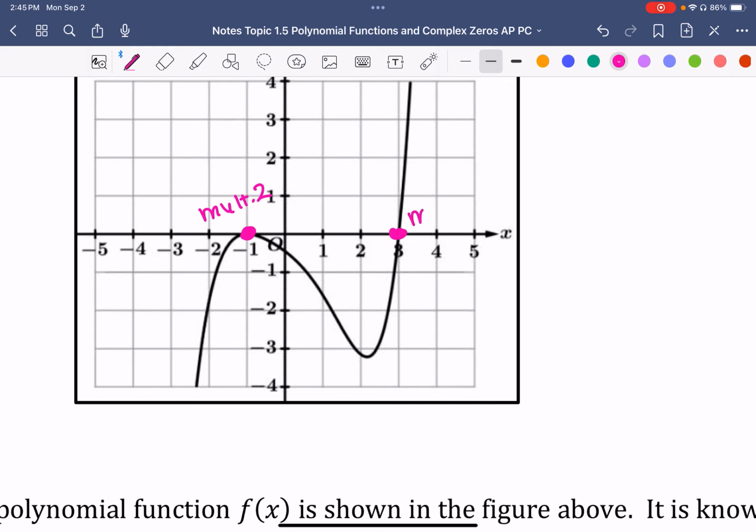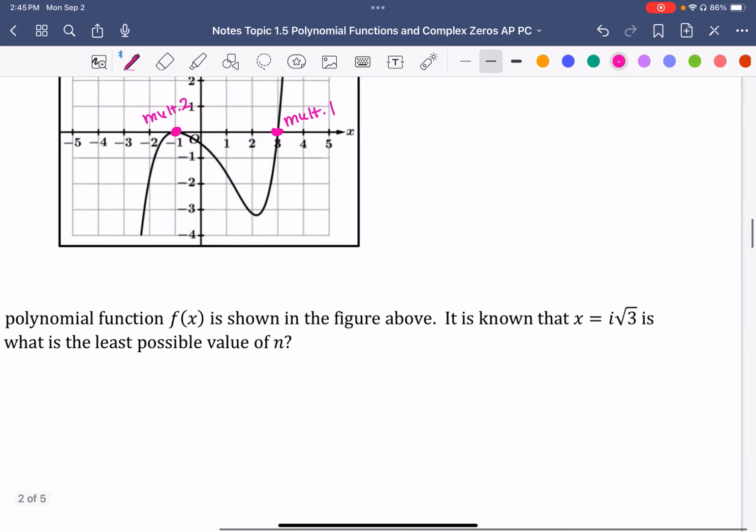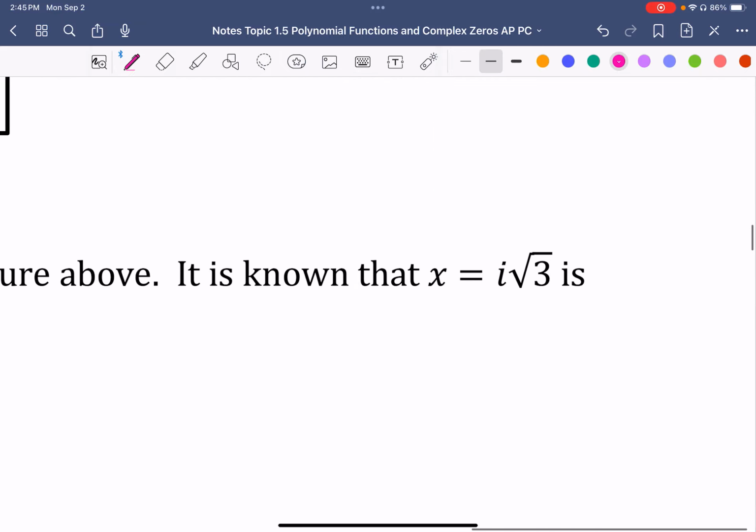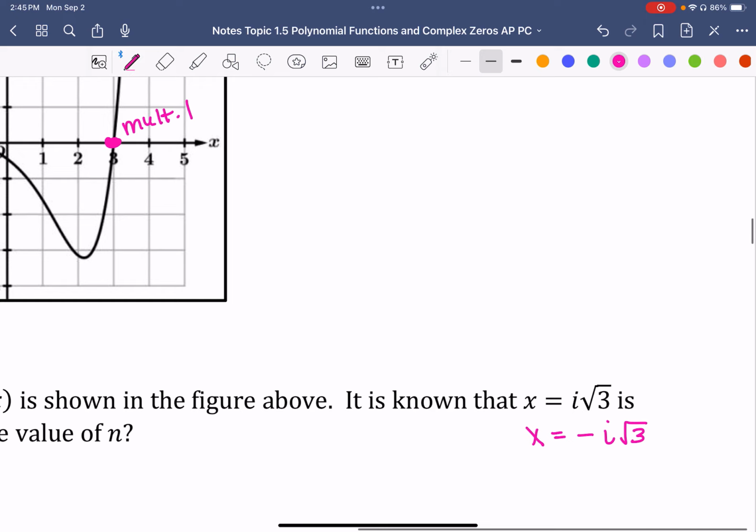For x equals 3, it goes straight through and it doesn't do anything else, so I know it has to have multiplicity of 1. Okay? Over here, I know that this is an imaginary root, and I know that all imaginary roots come in pairs, so if I take the conjugate pair, I would get -i times the square root of 3. Okay, so let's see all of the zeros that we have so far.